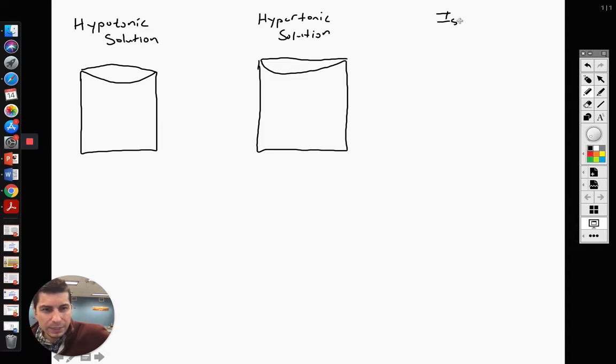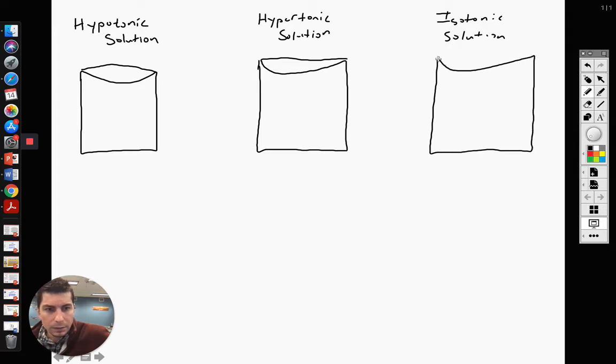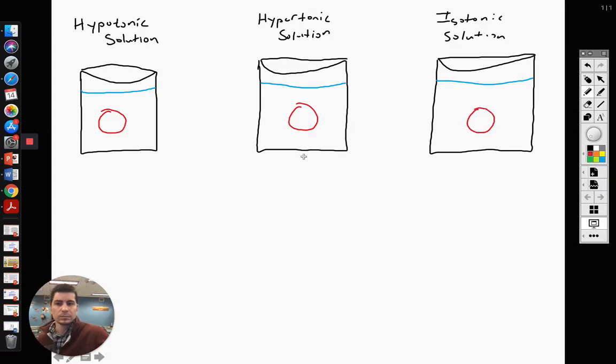And then the last one is isotonic solution. Okay, let's fill these with water. There's my water line, water line, water line. Drop some cells in here. Cell, cell, and cell. Okay? So we have two different parts of our solutions here.